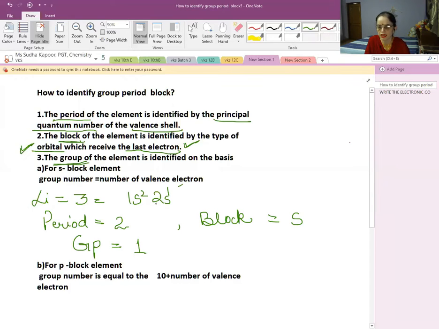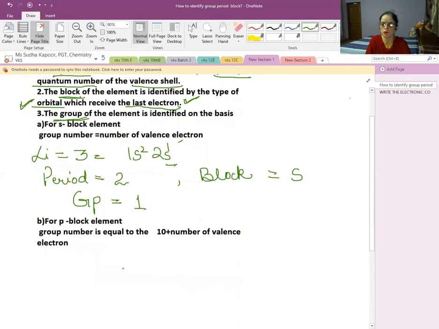So for the s block element, the period is directly given by the principal quantum number, the block is the orbital in which the last electron is going, and the group number is equal to the number of valence electrons present in the last orbital, which is the s block here. Now for a p block element, let us take the example of silicon.